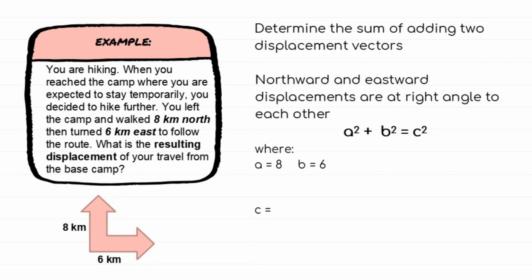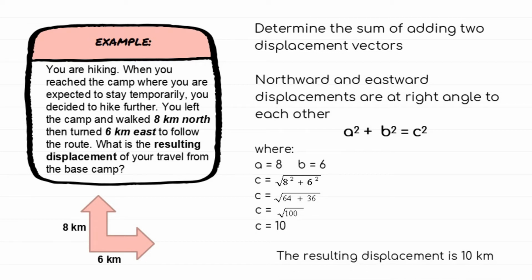So c equals the square root of 8 squared plus 6 squared. That will be c equals the square root of 64 plus 36. 64 plus 36 is 100, and the square root of 100 is 10. The resulting displacement is 10 kilometers. And that's it. We already know how to calculate displacement in a linear path and displacement derived from two vectors.